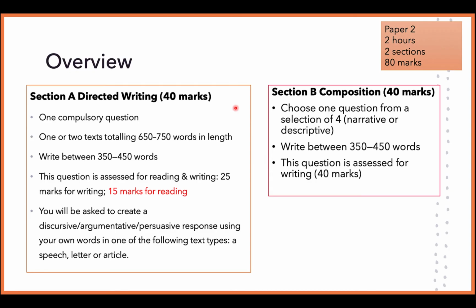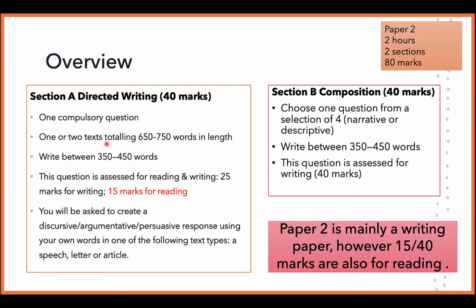So Section A is your directed writing. This is going to be based on 1 or 2 texts totaling 650 to 750 words in length. So you may get 1 text, you may get 2, depending on the length of them, and you must use those to help you with your answer. You've got to write between 350 and 450 words. The question is assessed for both reading and writing.